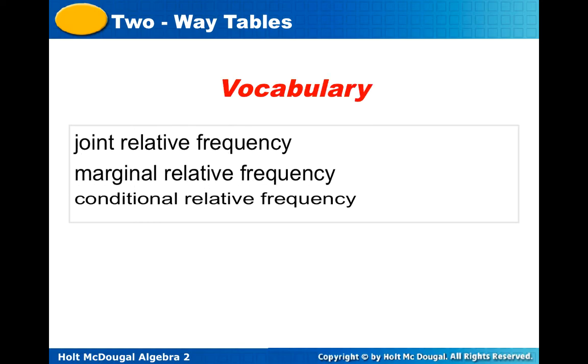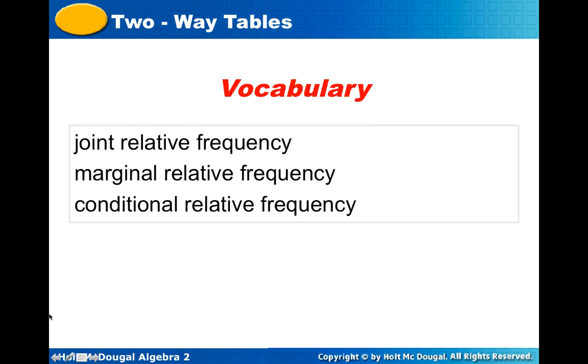All right, so some vocabulary today. So this is where your notes will pick up. Joint relative frequency is our first word. It goes in the first blank. Marginal goes in the second, and conditional goes in the third. Okay, these notes will be posted online. So it's really not as important that we get this part, but we've really got to focus up and get ready for the next one.